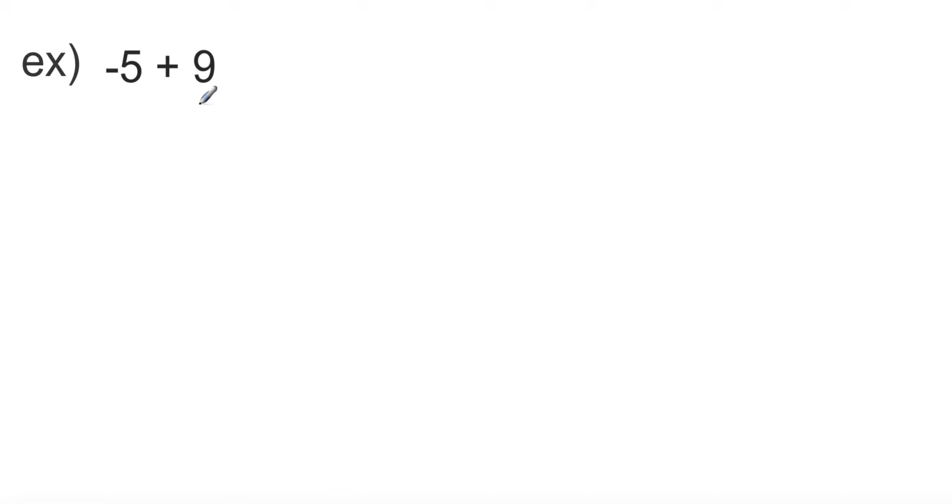All right, another one with different signs. We've got -5 plus 9. The signs are different, so we're going to subtract. The difference between 5 and 9 is 4, but this time our bigger number is 9. 9 is positive, so our answer is +4.